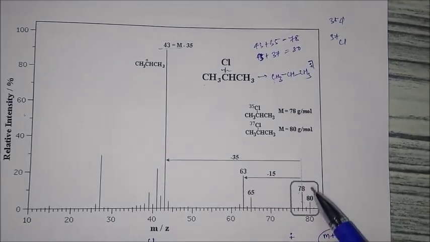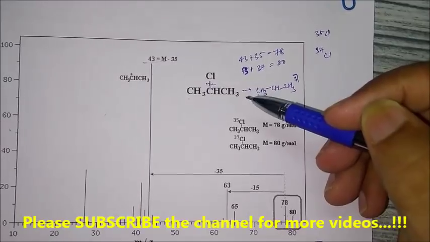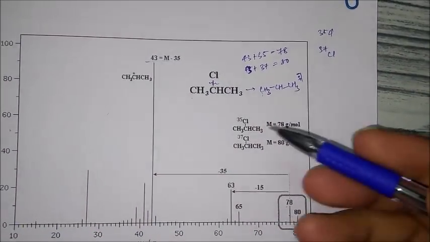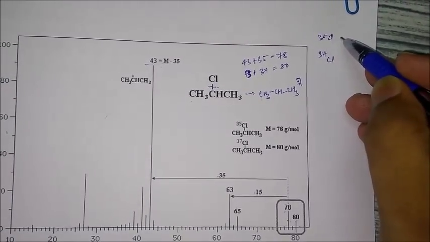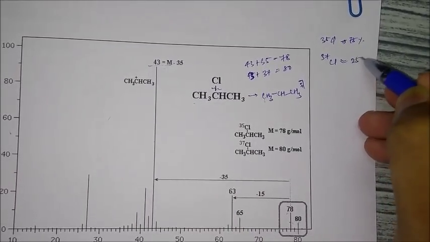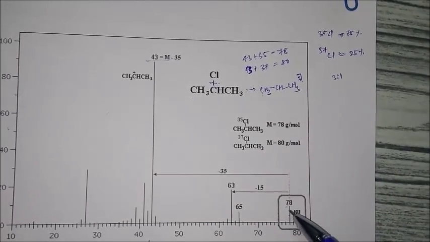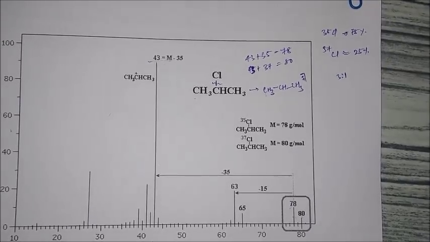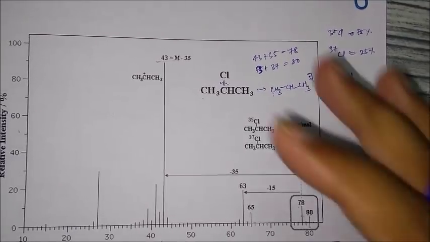That means only chlorine-35 is not here, there is some bit of chlorine-37 also. That depends on the intensity, which depends on the abundance. The abundance of chlorine-35 is nearly 75%, and for chlorine-37 it's 25%. So both of them lie in a ratio of 3:1. That's why the intensity of the peaks we get due to them is also approximately 3:1. So this is the basic idea of it.